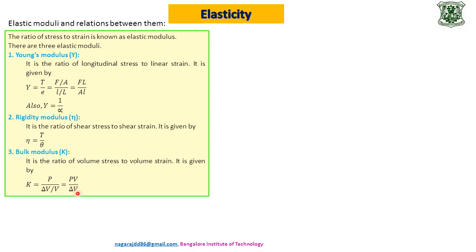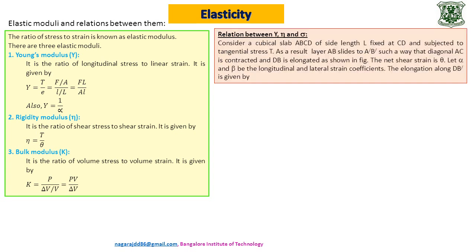In one of our previous sessions we discussed three different types of stresses and corresponding strains, namely longitudinal stress, shear stress, volume stress, and now we have corresponding elastic moduli, namely Young's modulus, rigidity modulus and bulk modulus. Now comes the next derivation, that is relation between Young's modulus, rigidity modulus and Poisson's ratio.